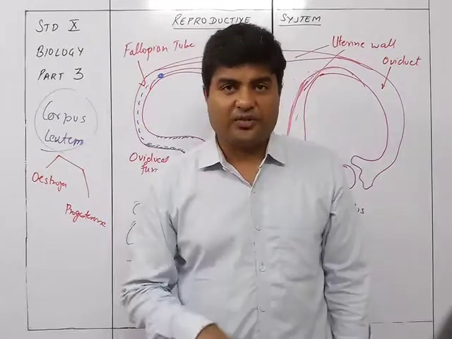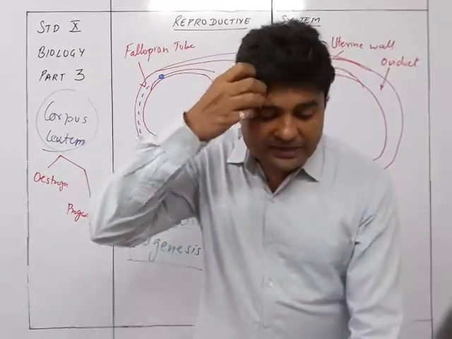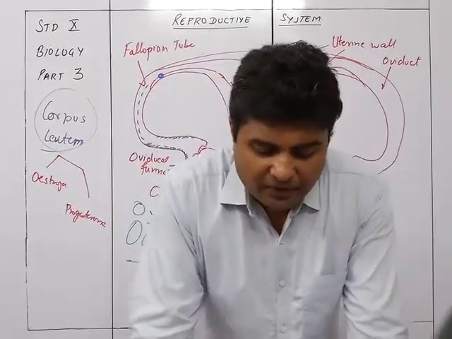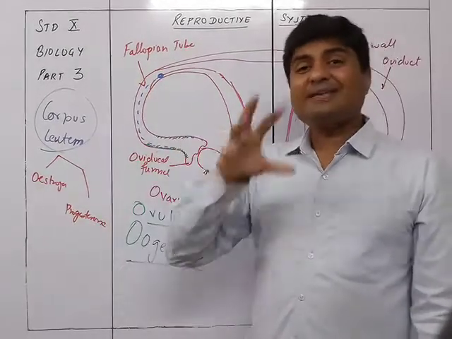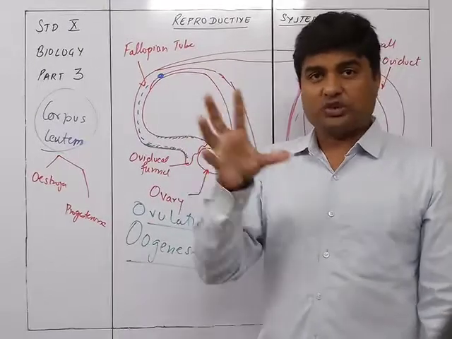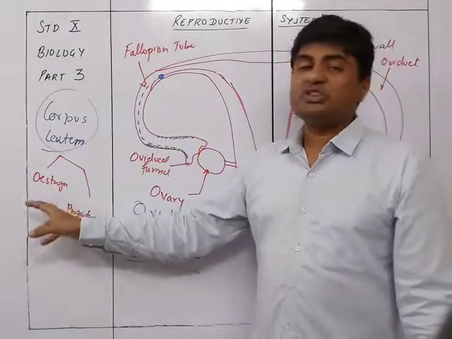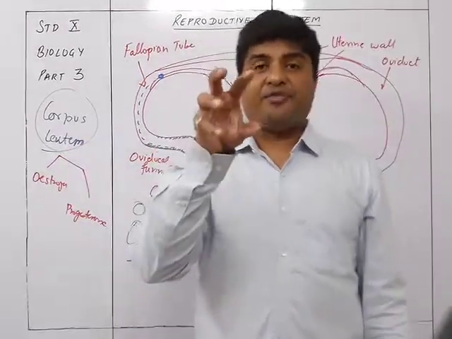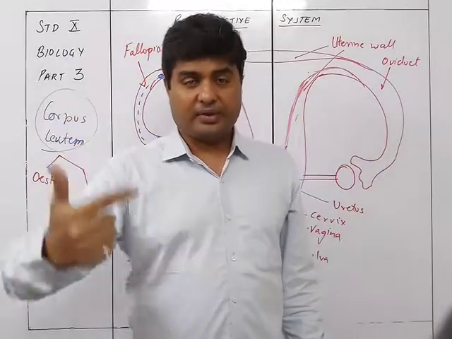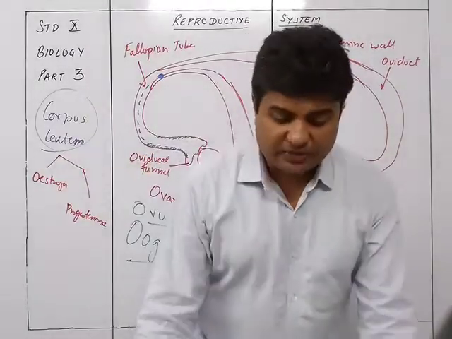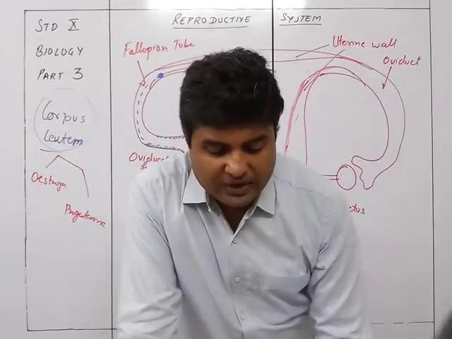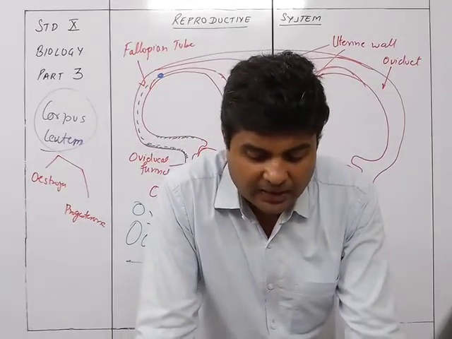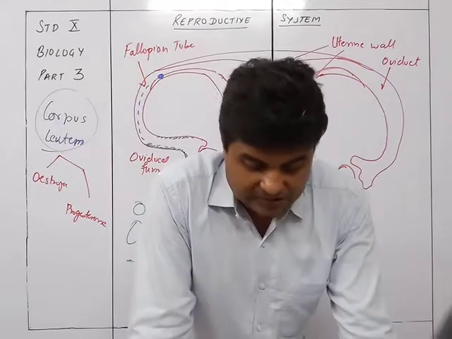Then comes the follicular phase. The next is the follicular phase. As the follicle grows, the amount of estrogen produced by the ovary increases. So as the graafian follicle starts growing, the estrogen produced by it keeps on increasing, and this hormone then acts on the uterus and causes its lining to become thicker and develop more blood vessels.